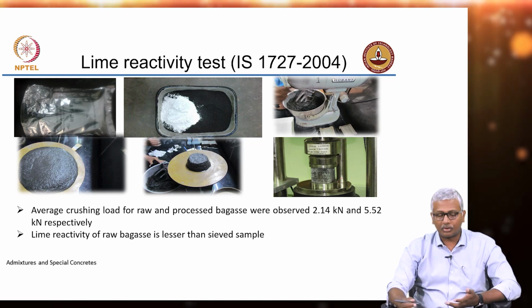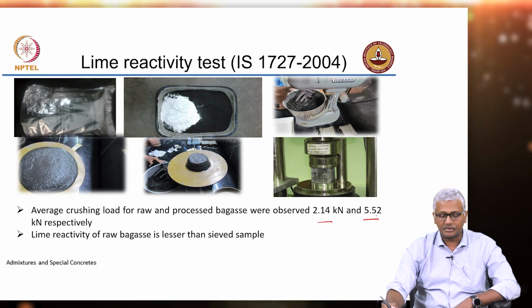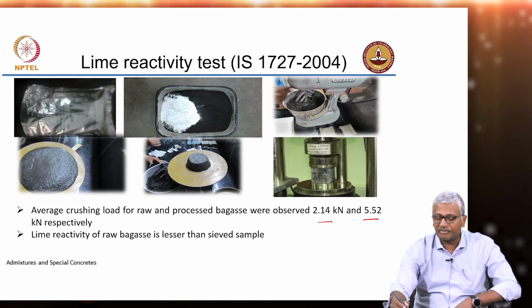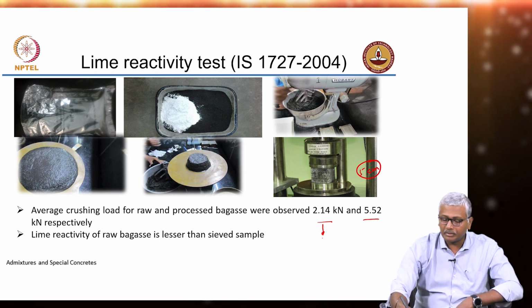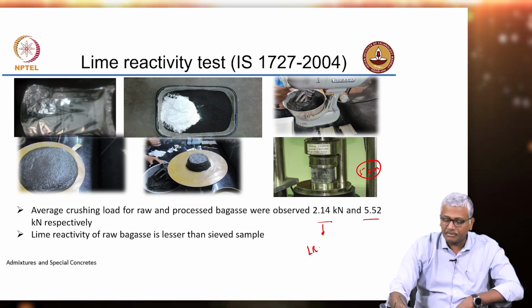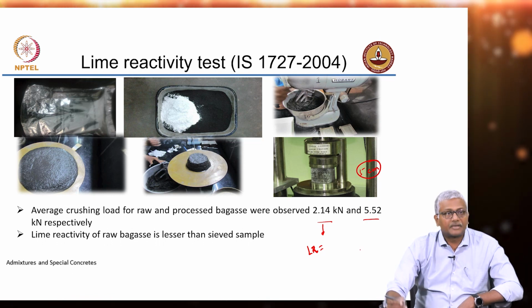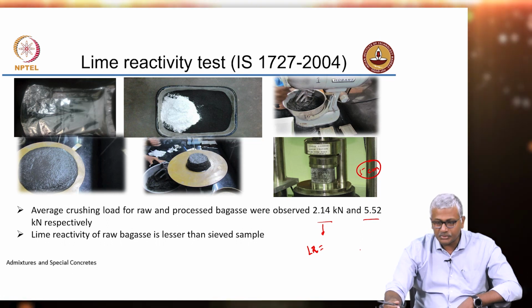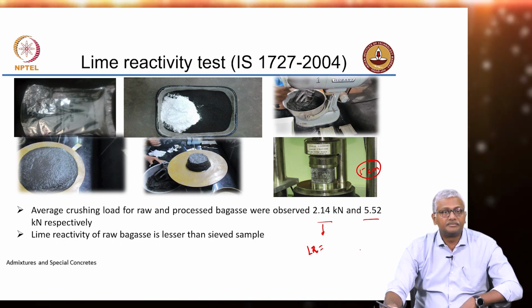So, crushing load for raw and processed bagasse ash was 2.14 and 5.52 kilonewton. This is a 5 centimeter cube. So, what is going to be your lime reactivity in this case? Calculate, no? Anybody has a calculator? I am sorry that I did not convert this to lime reactivity here, but from the loads you can calculate the lime reactivity for a 5 centimeter cube.